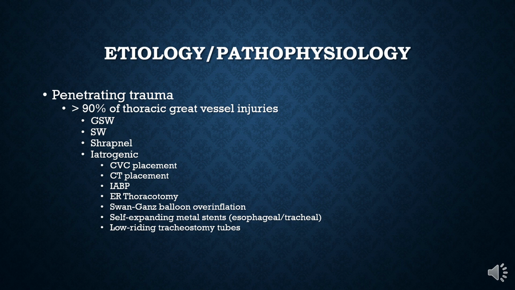Etiology and pathophysiology. Penetrating trauma is more than 90% of thoracic great vessel injuries, and it could be GSW, stab wound, or sharp-object associated. Iatrogenic causes include central line placement, chest tube placement, intra-aortic balloon pump placement, emergency room thoracotomy, Swan-Ganz balloon overinflation, self-expanding metal stents, esophageal or tracheal stent, and low-riding tracheostomy tubes.